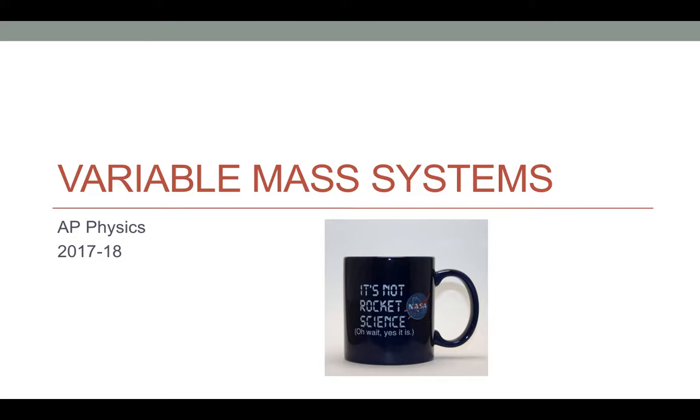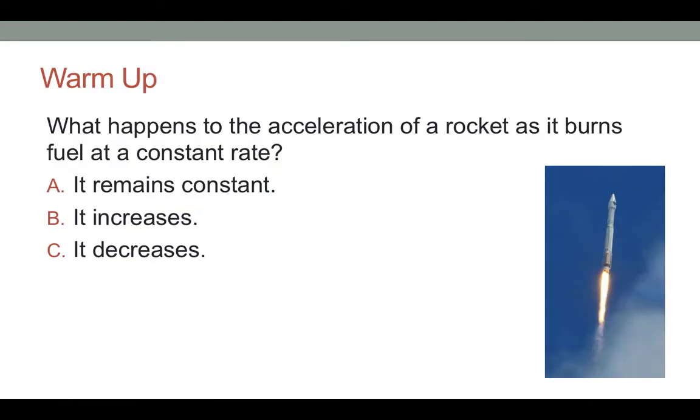Here we will look at variable mass systems, which will include things like rockets. First, I want you to consider the following. What happens to the acceleration of a rocket as it burns its fuel at a constant rate? Does the acceleration remain constant? Does it increase or does it decrease? And put your answer in the Google form attached.